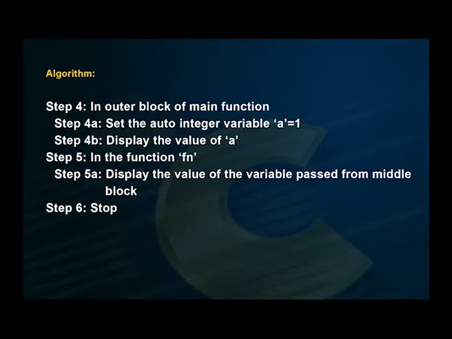Step 4, in outer block of main function, step 4a, set the auto integer variable a equal to 1. Step 4b, display the value of a. Step 5, in the function fn, step 5a, display the value of the variable passed from the middle block. Step 6, stop. Let us now implement the C program and examine the output of this program.